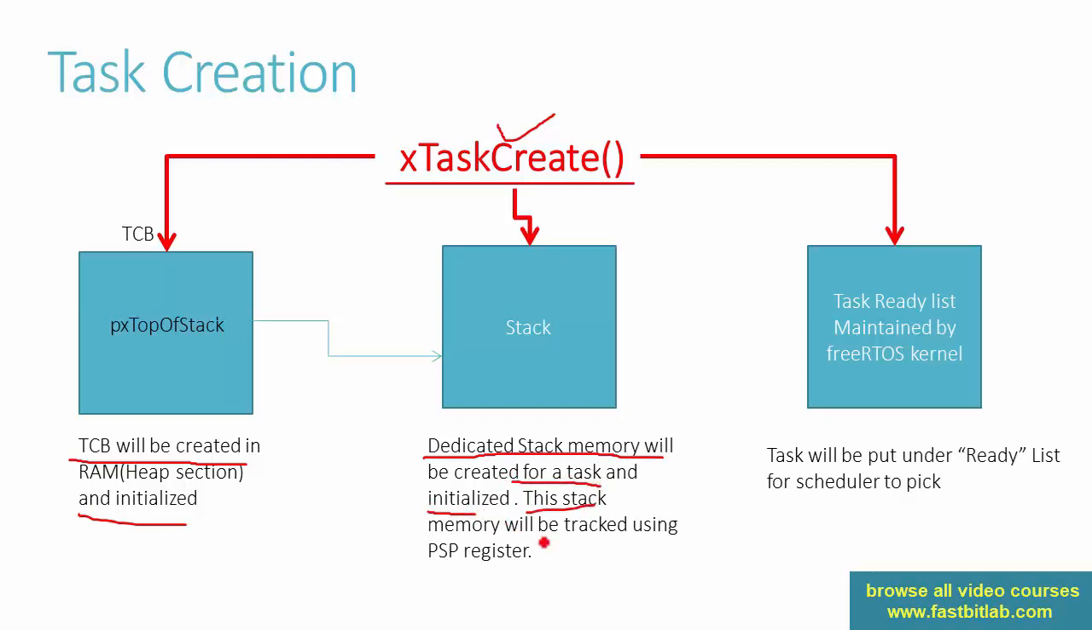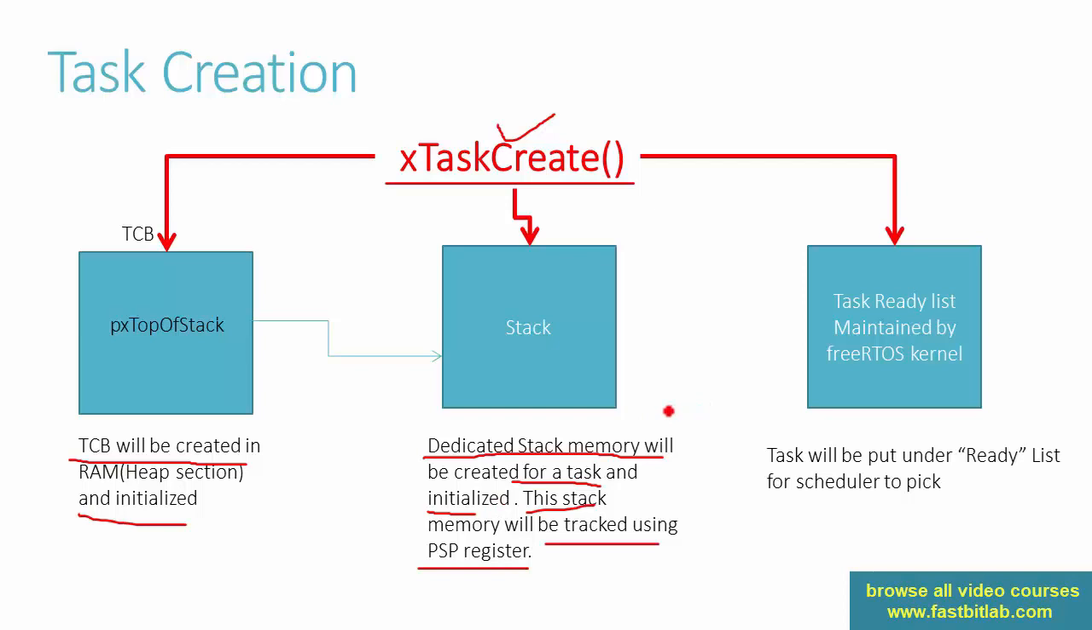This stack memory will be tracked using the PSP register of the ARM Cortex-M processor. PSP stands for process stack pointer. That is one of the stack pointer registers of the ARM Cortex-M processor, used to track the stack utilization of a task. There is also one more register called MSP, the main stack pointer, which is used to track the stack utilization of the kernel. More on that we'll discuss later.